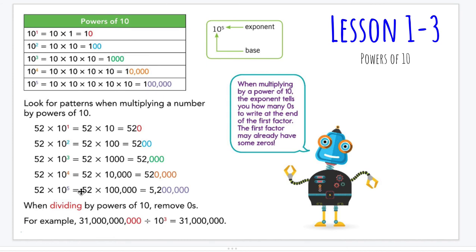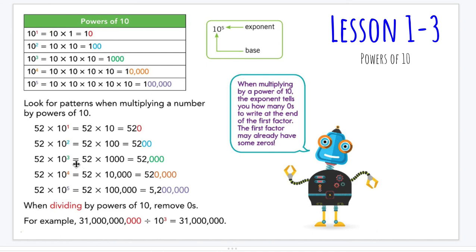Powers of 10 can be written in standard form or by using exponents with a base number of 10. So this is the exponent version, and this is the standard form version of the power of 10. If a base of 10 had an exponent of 0, that is equal to 1. So imagine that it had no zeros on the end. That would be equivalent to 1.